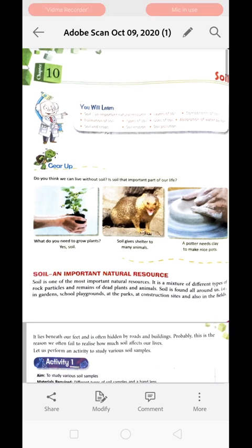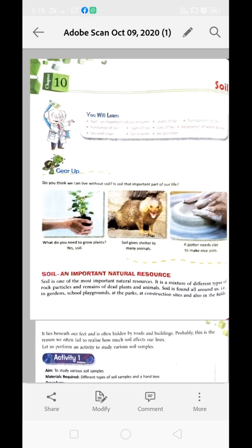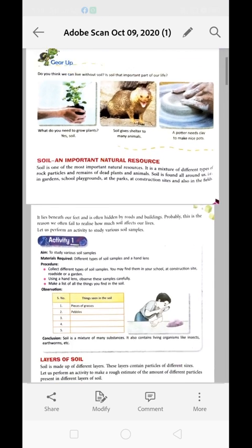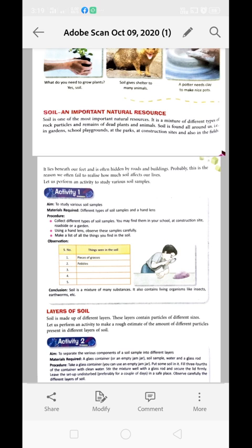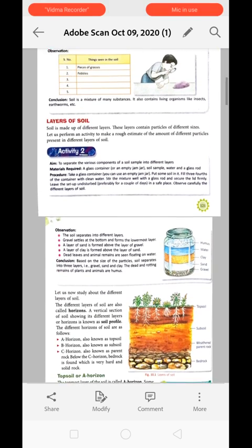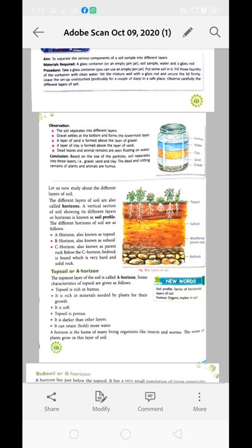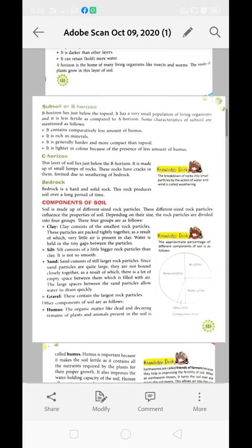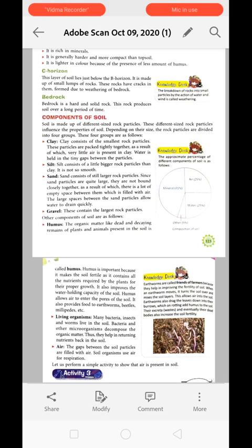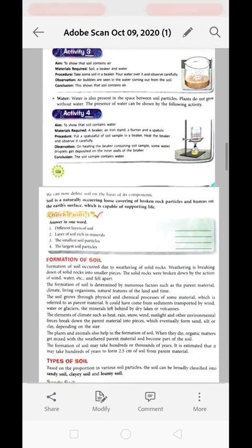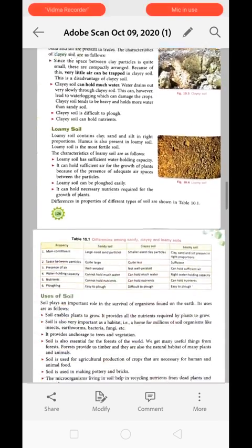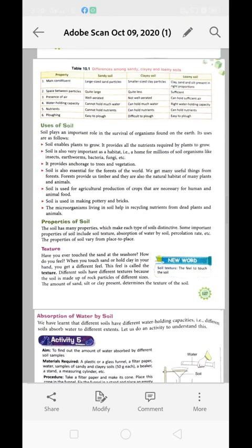Today we are going to discuss the second part of chapter 10, which is called soil. In the first video we discussed soil as a natural resource, the layers of soil present on the earth, and the characteristics of each particular layer. We also studied the different components of soil, how soil gets formed, and the types of soil. These were all discussed in our first video.